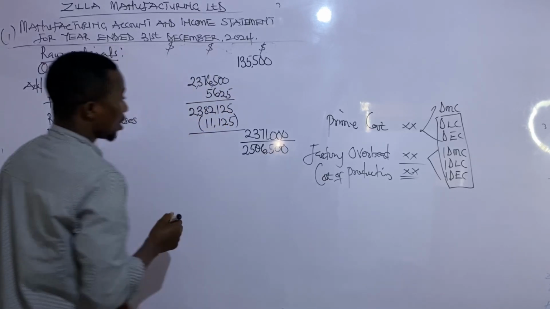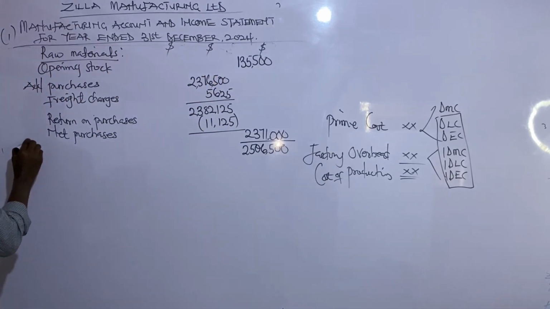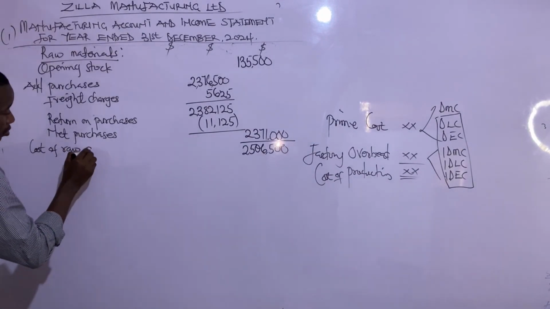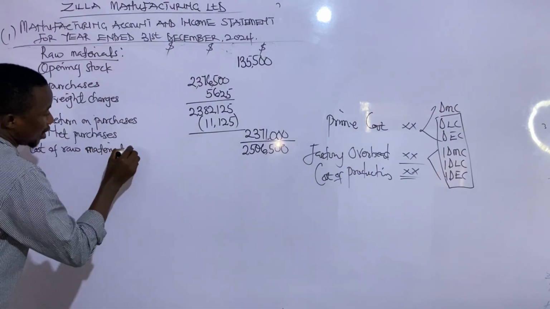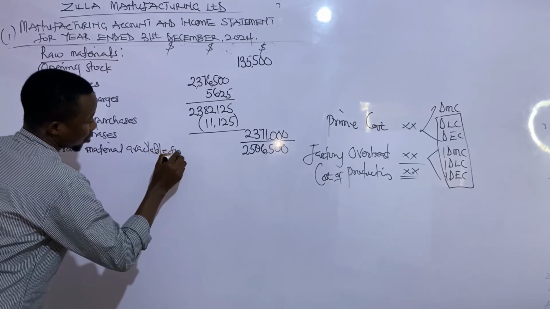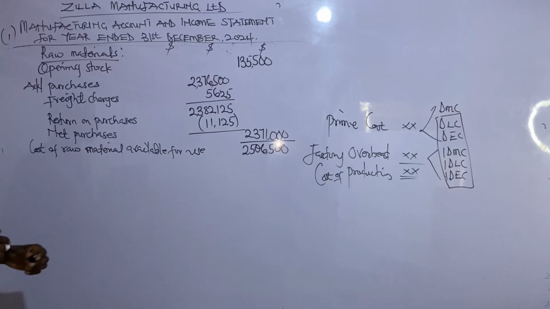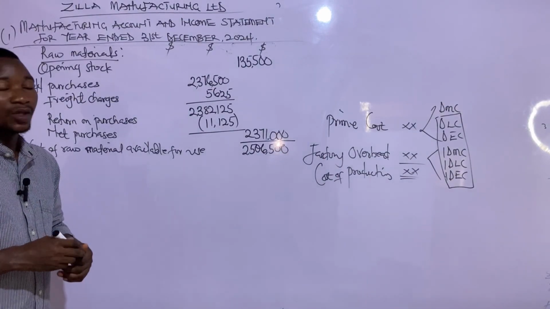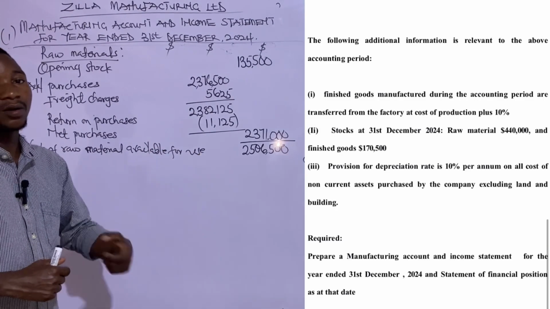And when we add the net purchases to the opening stock, we arrive at the cost of raw materials available for use. So this is the cost of raw materials that is now available for use, that will be used in the production process. Is that okay? Good. Now, what we have to consider is, is there any closing stock of raw materials?